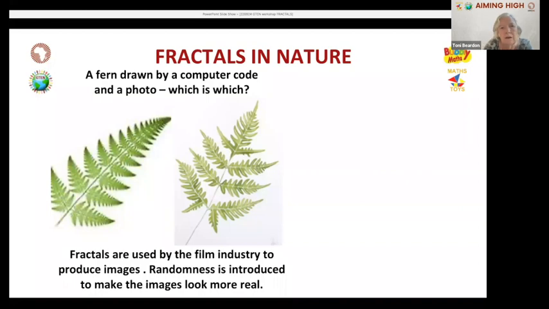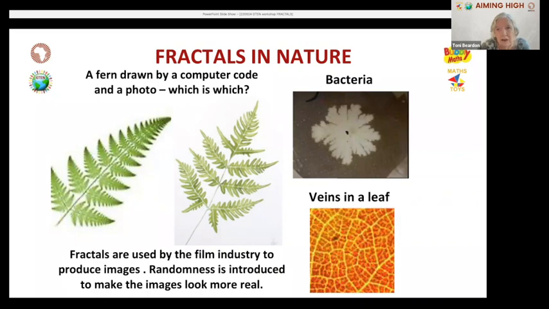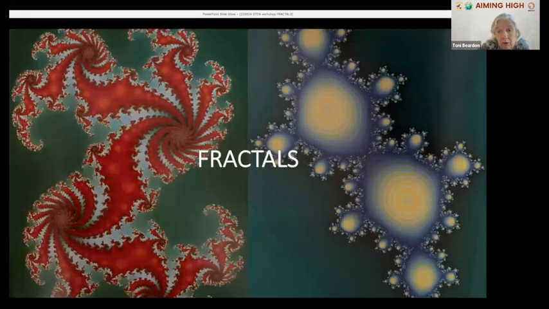So here you see a fern that's been drawn by a computer and a real fern, and it's pretty obvious that the one on the right is the real fern, and it's just a little bit irregular. However, it does have this property that at a smaller scale, it's got copies of the original. The film industry makes use of fractals widely to produce images of all sorts, images of landscapes, and so on. Instead of actually producing a backdrop which they can set and film, it's much cheaper to just make it from fractal images. And bacteria and the veins in a leaf are also fractal.